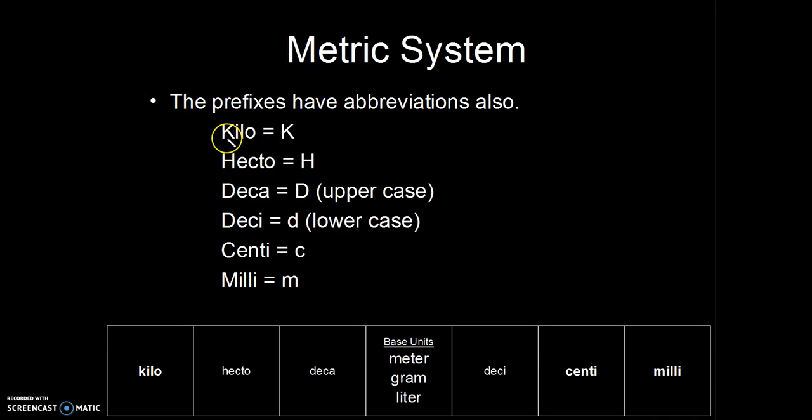Generally we use just the first letter of the prefix, which makes it pretty easy. So kilo is K. We use a capital letter for kilo, hecto, and deca. These are the ones to the left of our base units here. And then deci, centi, and milli, we use lowercase d, lowercase c, lowercase m. One word of caution, milli is abbreviated m. You might remember that the meter is also abbreviated m. So here we have two things that have the same abbreviation, which causes great distress for a lot of students.